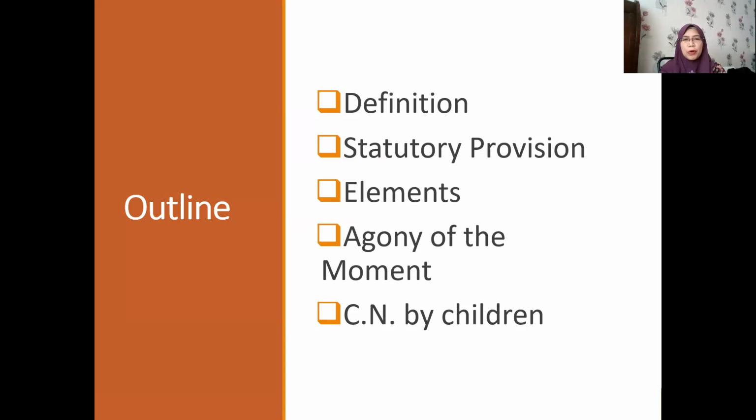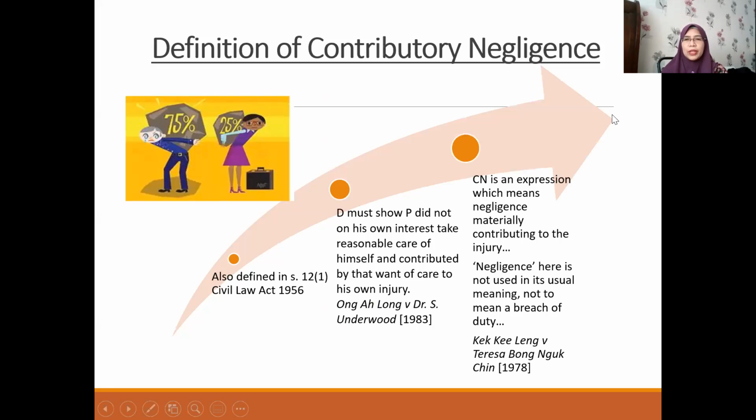Okay, and this is the outline of the video, okay, this lecture. Basically, the topic for contributory negligence will cover definition and then proceed with statutory provision and also the elements. And later, I intend to cover in part 2 of the video agony of the moment and contributory negligence by children. So for part 1, we are going to focus on three points here: definition, statutory provision, and elements. Okay, we go to definition.